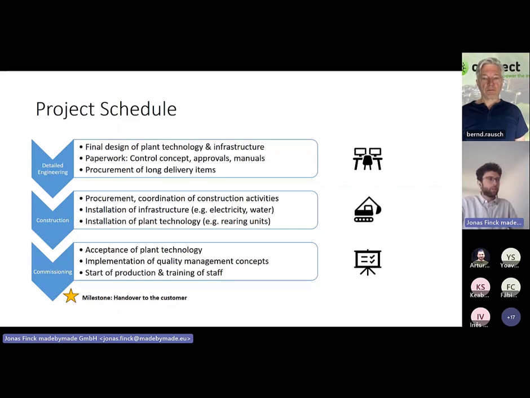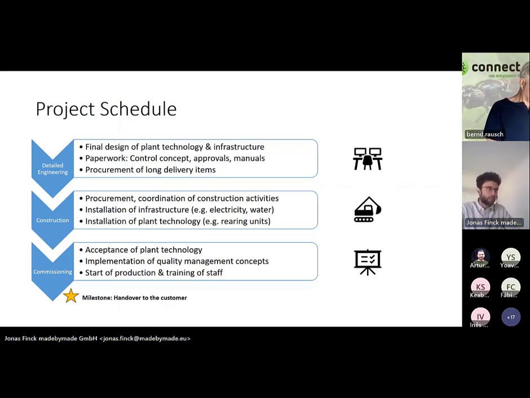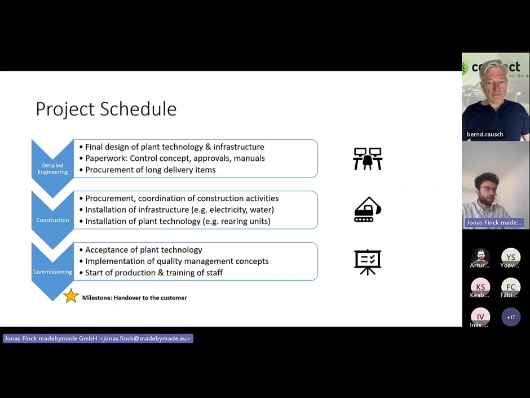And then we start the installation of the plant technology, and we can start really with the rearing. The first insects may move into that facility, and you can start the implementation and do all the quality checks, also in terms of the products. Is it possible to sell? Do you have a product in the end which can be sold, and then also get all the contracts you need.